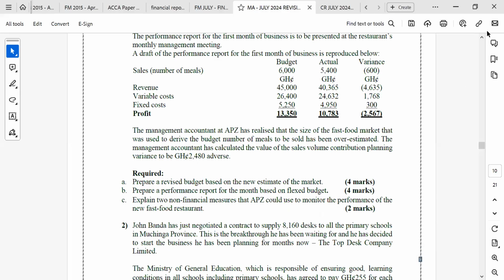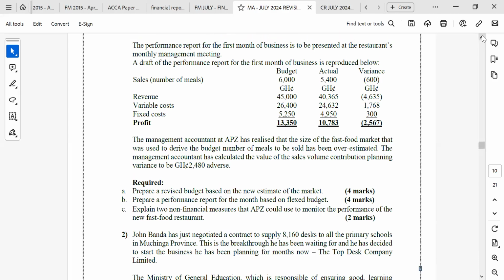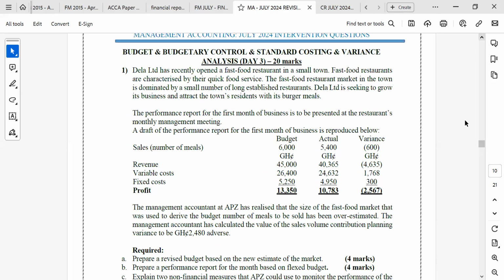Although the last sitting was functional budget, they can still bring the functional budget, so we need to have knowledge about it. Flexible budget is likely if they want to examine you on calculations. Cash budget is also likely, and the functional budget is still likely. So we'll be looking at how to calculate issues about these three types of budget that you'll be asked to prepare.